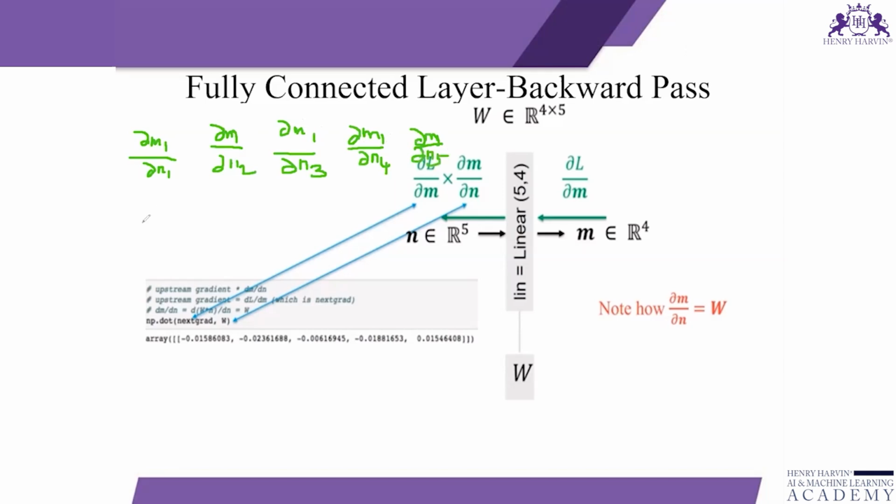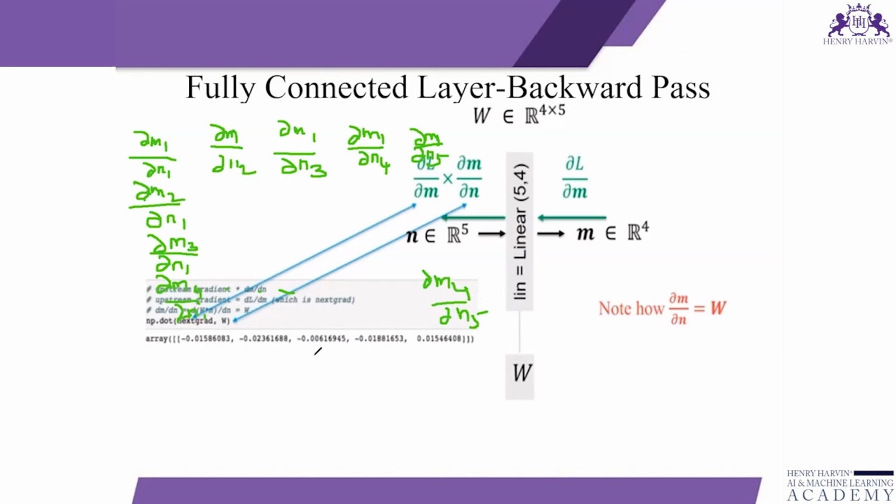So similarly, we have ∂m2/∂n1, right? The next one will be ∂m2/∂n1. And the next one will be ∂m3/∂n1, right? So the next one, what do we have? ∂m4/∂n1. So it is clear, right? So up to ∂m4/∂n5, right? So this is what we get.